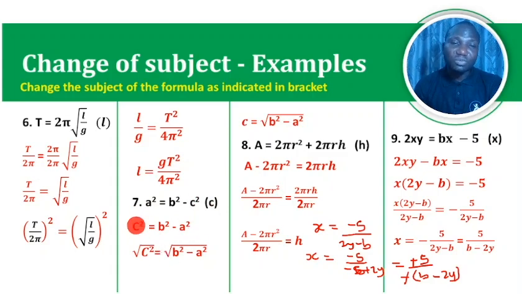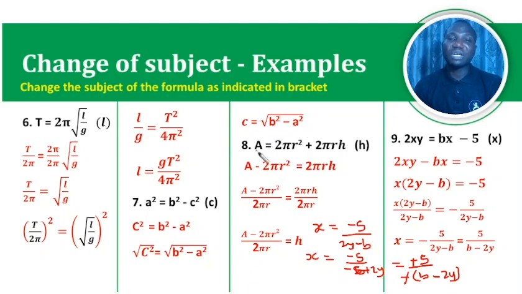So we have C squared is equal to B squared minus A squared. Now look at your subject, C is carrying a power of 2. What is the inverse operation of power? Power of 2, that's square root. So we do square root of both sides. The square root will cancel the square here. So you'll be left with C equals square root of B squared minus A squared.